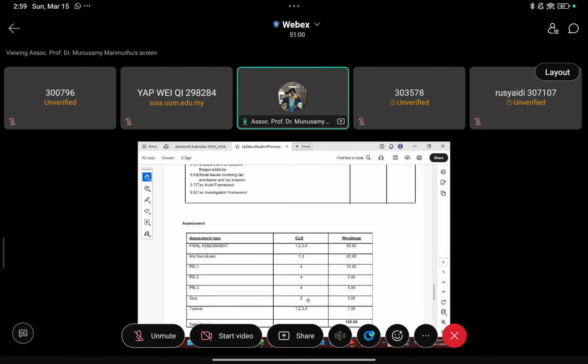So for the quiz on capital allowance, 3 marks, tutorial 1 mark, but there are 2 tutorials there. Final also. So please emphasize capital allowance because it's like 3 in 1. Same thing for business income: there's a tutorial, a PBL, and a final exam for business income. Business income in the final is about 15 marks. So be careful.